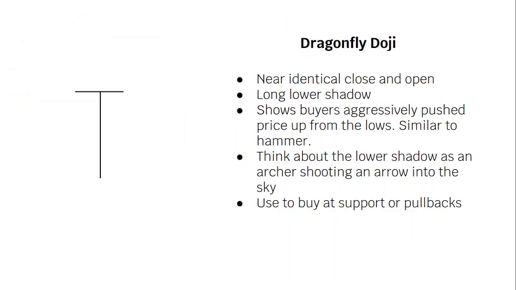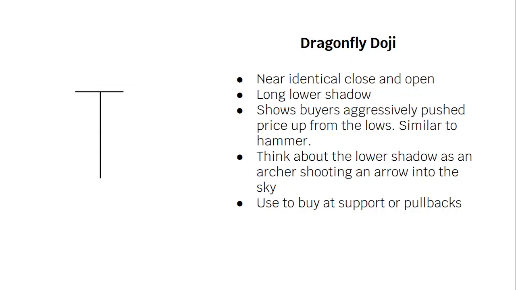So the dragonfly doji is kind of similar to a hammer. It has the near identical close and open, just like any doji does, and it has a very long lower shadow. So what does a lower shadow mean? It means that buyers aggressively push price up from the lows. So this is similar to the hammer.